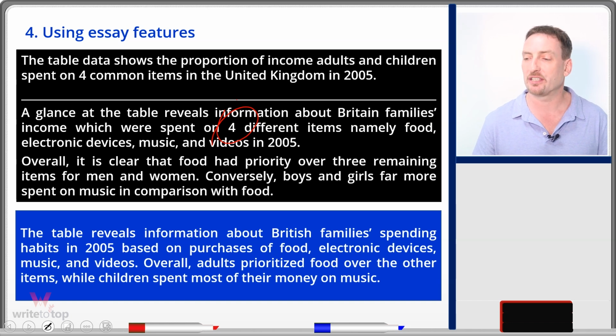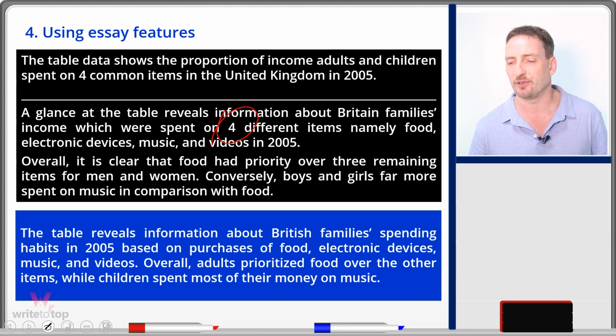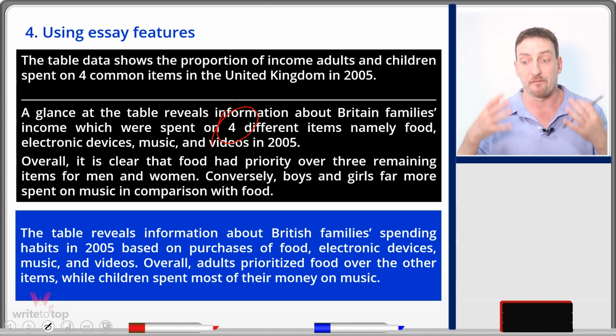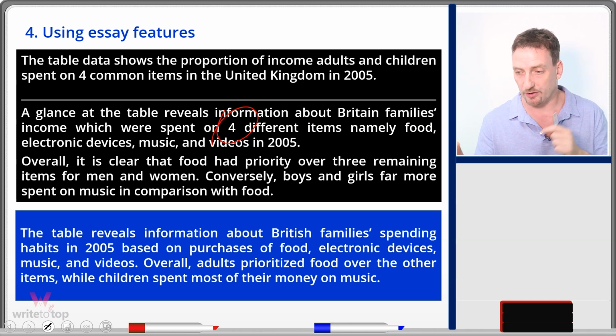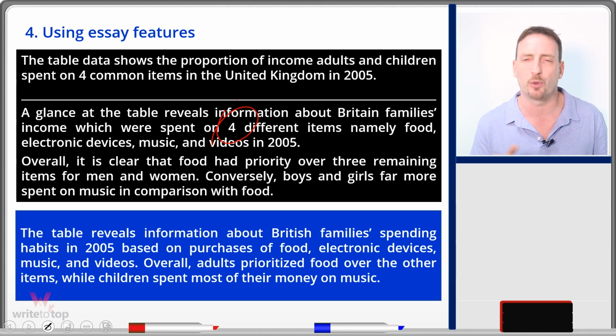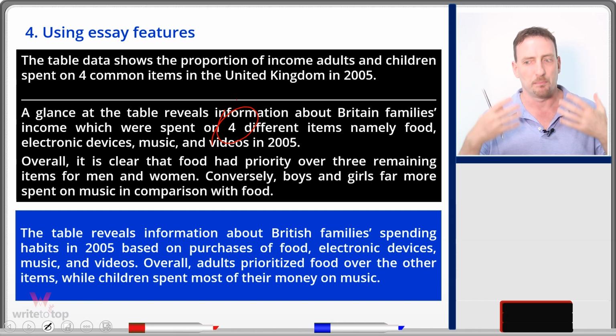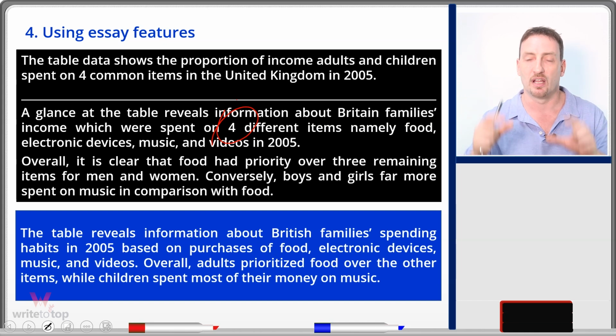"Reveals information about British families' spending habits in 2005 based on purchases of food, electronic devices, music, and videos. Overall, adults prioritize food over the other items while children spend most of their money on music." Very simple sentences. I do have a little bit of complexity because I'm using more than one clause in the second one, but very direct, very simple.